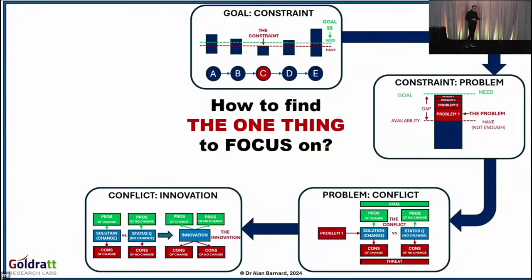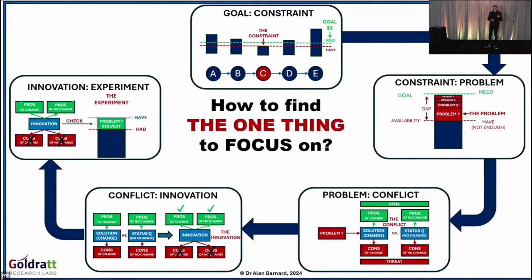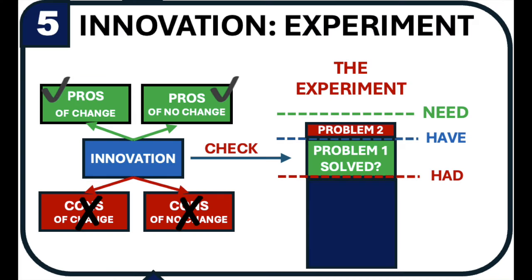The last pairing that we've got to find is innovation, experiment. We do not learn from experience, we learn from experiments. We have to be very clear about the assumptions that we are trying to test, because ultimately the check is: is the problem solved? Do we now have more of that resource that we didn't have enough of? That should be the experiment.